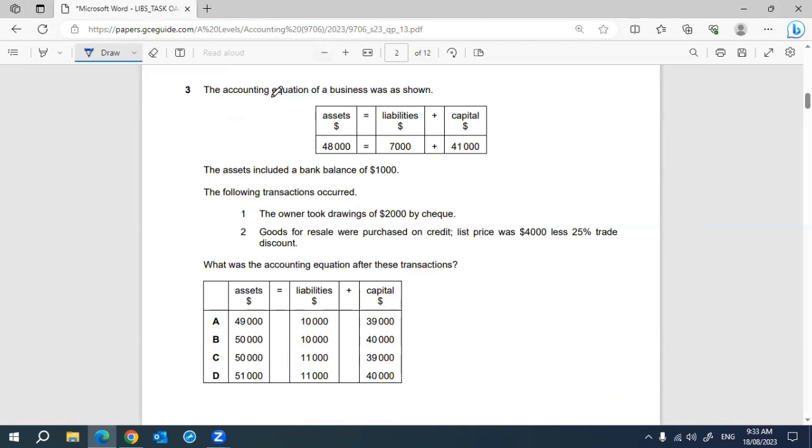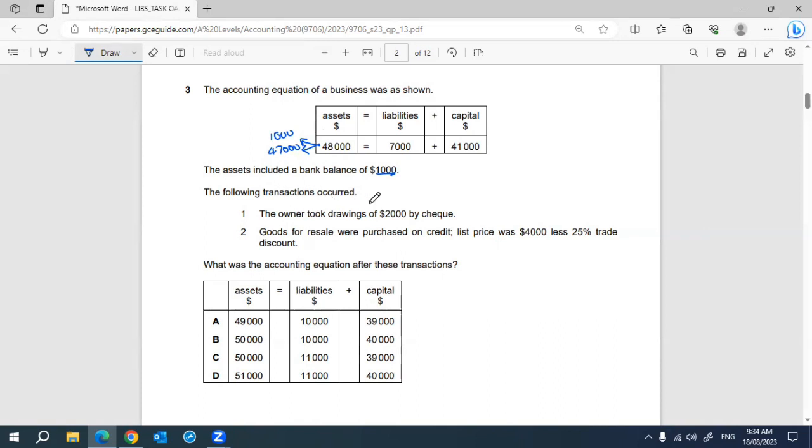Okay, next, the accounting equation of a business was as shown. As you can see here, assets, liabilities, and capital figures are given. So the assets include a bank balance of 1,000. What this means is the 1,000 is included in this 48,000. So you can imagine it to be like this. The total assets of 48,000 consists of the 1,000 plus the remainder of 47,000. So this 1,000 refers to this 1,000 here.